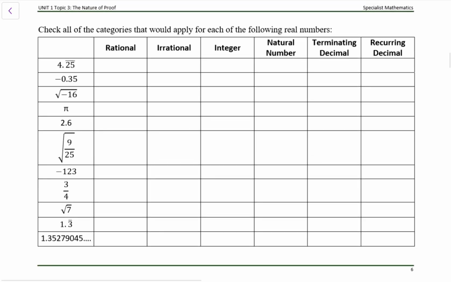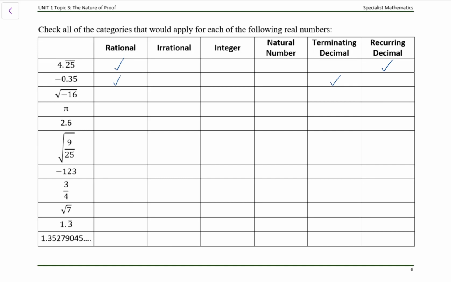So pause the video and think about what all these numbers are. Try and classify them. And pause, and then you can check your work. So 4.25 with the line above it means it's 4.25 with the 25 recurring. So we know it's a recurring decimal. We also know that it is rational because it can be expressed as a fraction. Negative 0.35 is a terminating decimal, and it is rational because it can be expressed as a fraction.